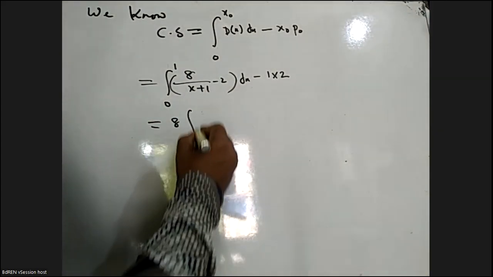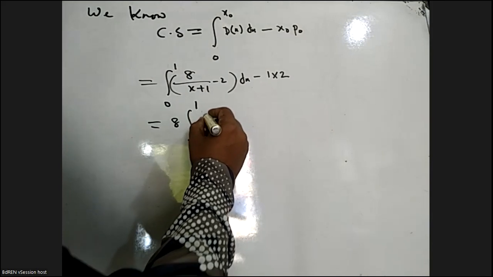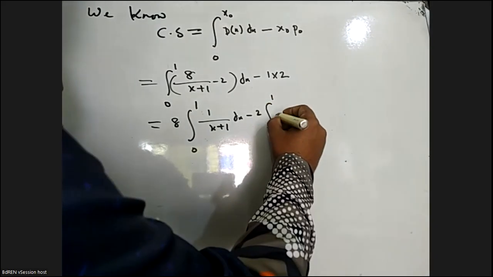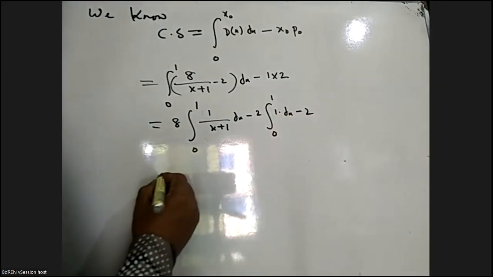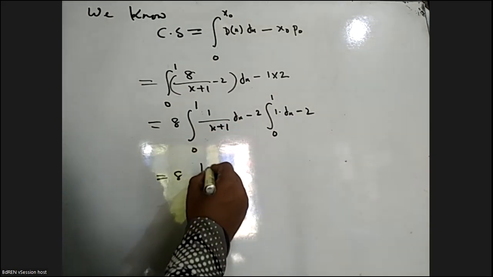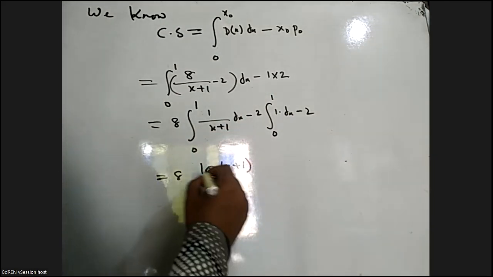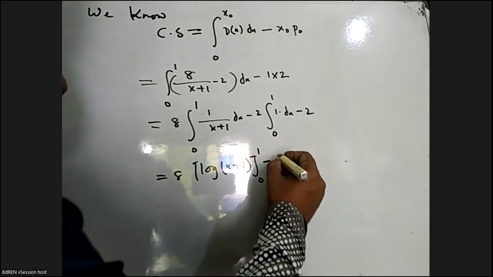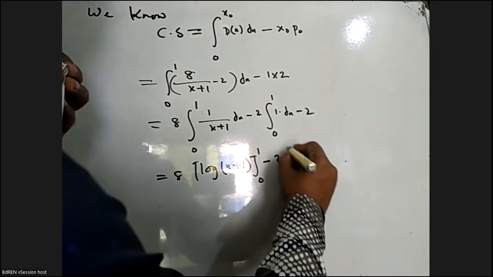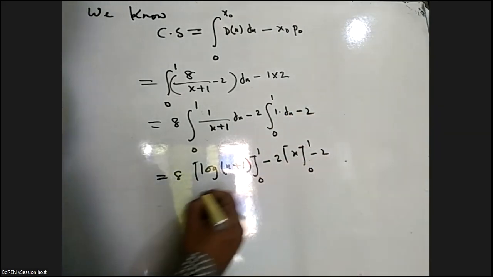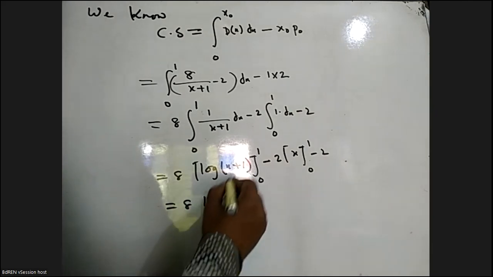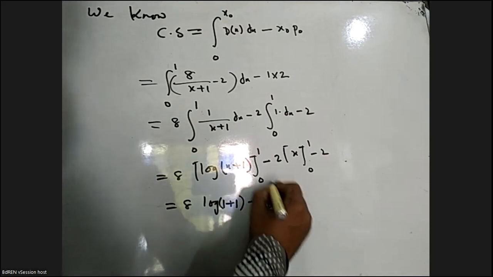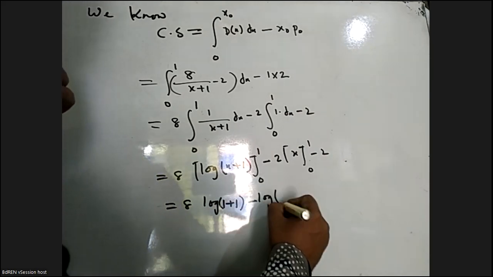Actually 0 to 1, by using the sum rule, 8 times the integral of 1 divided by x plus 1 dx minus 2 times the integral of 1, 0 to 1. The integration of 1 by x, formula what? Log x. Okay, log x. And the upper limit and lower limit will be bounded by third bracket. The integration of 1 will be x, 0 to 1, minus 2. So 8, just putting upper limit in the place of x, we get log 1 plus 1, minus putting lower limit, log 0 plus 1.